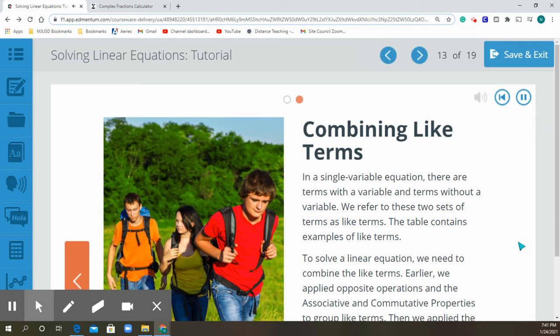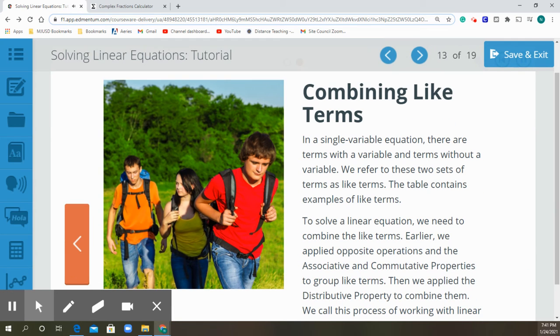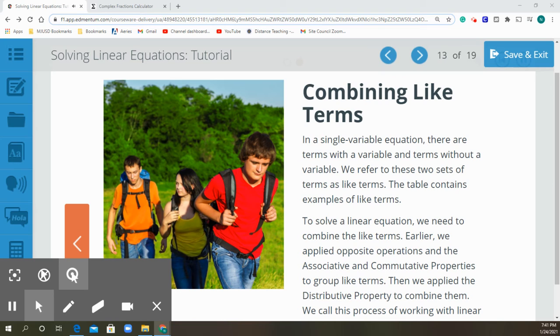To solve a linear equation, we need to combine the like terms. Earlier, we applied opposite operations and the associative and commutative properties to group like terms. Then we applied the distributive property to combine them. We call this process of working with linear equations combining like terms.